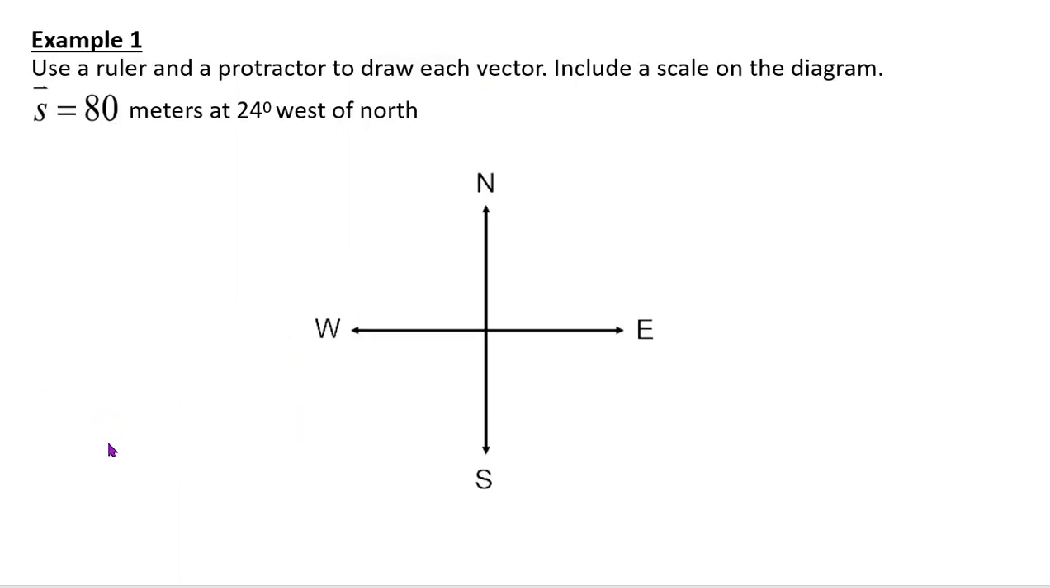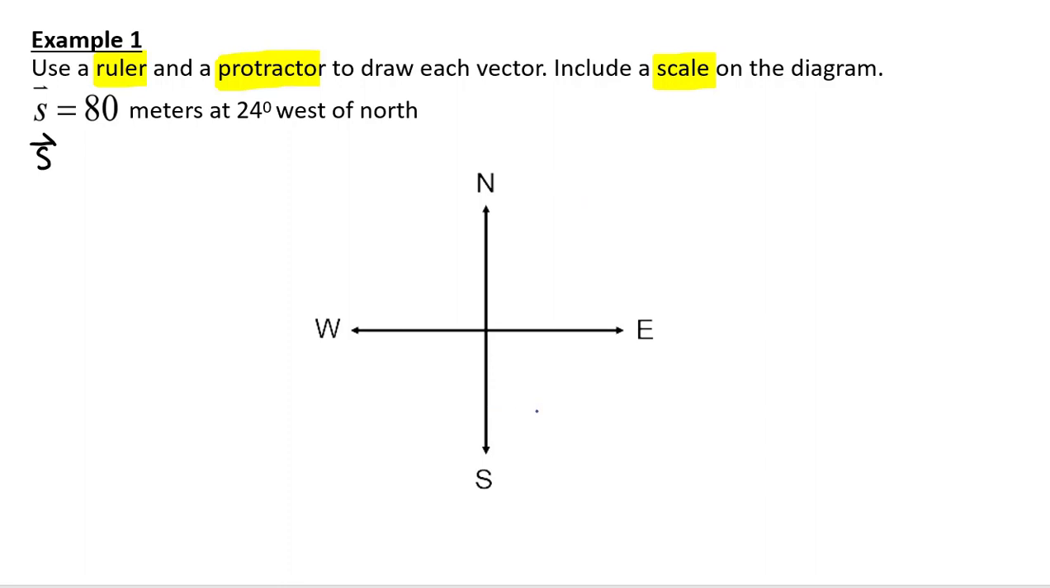Using a ruler and protractor, draw each vector, and include a scale on the diagram. So we have vector S. That's a little S with a little arrow over the top, our symbol for vector. It is 80 units long and 24 degrees west of north. Now I have these amazing directions of use a ruler and a protractor and use a scale, and I'm going to go exactly against my diagram.